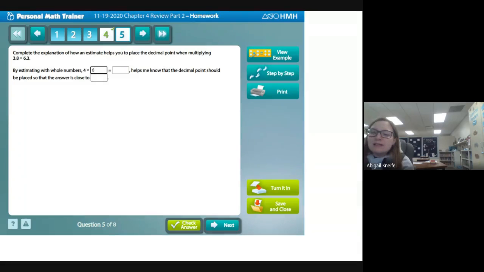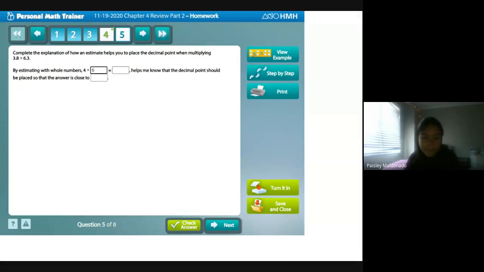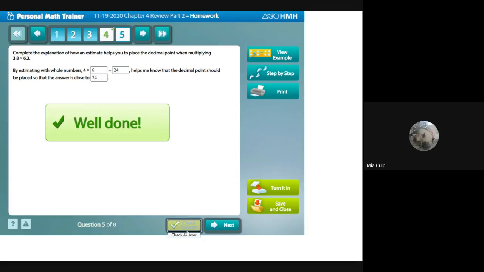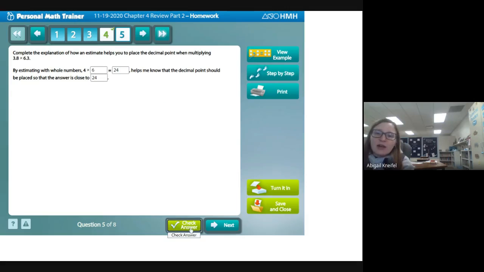So now I have 4 times 6. Paisley, what's 4 times 6? 24. So then it just says, by estimating the whole numbers, 4 times 6 equals 24, helps me to know that the decimal point should be placed so that the answer is close to 24. Woo! Not challenging. It literally tells you what to do here, okay?